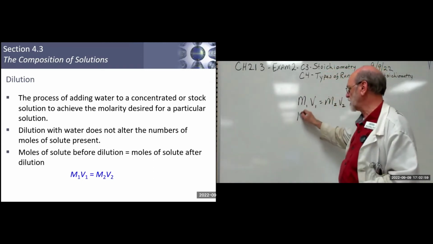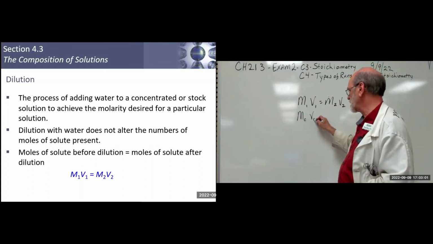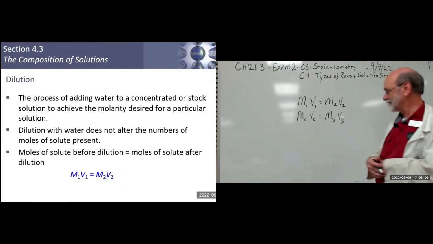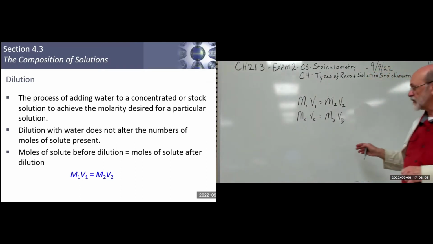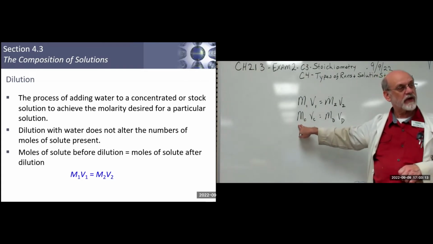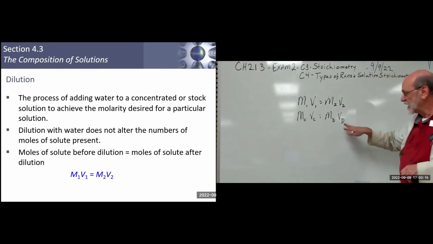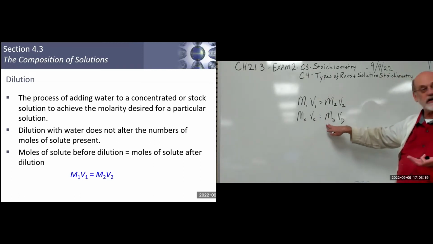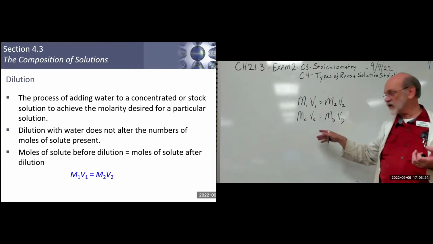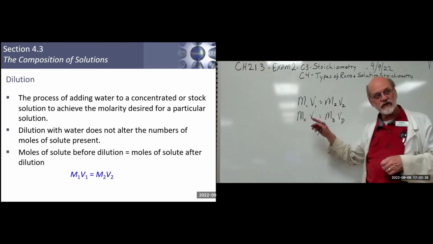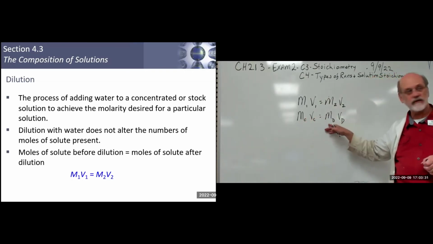Or you could write it this way. That's the concentrated, and this is the dilute. If you know the concentrated, this is the molarity of your concentrated solution. This is the volume that you need of the diluted solution, and this is the concentration of the diluted solution. Then you've got 3 values and 1 unknown you can solve for. What volume of the concentrated do you need to dilute to that volume to give you this concentration?